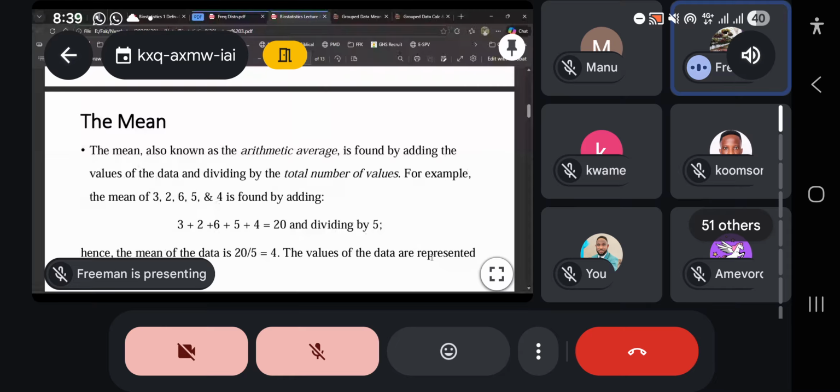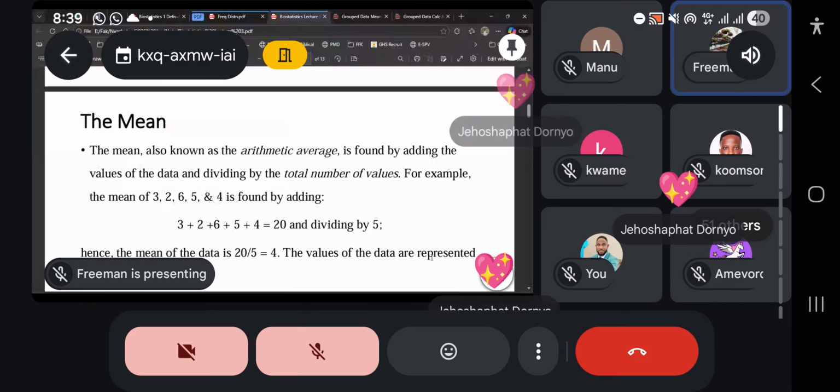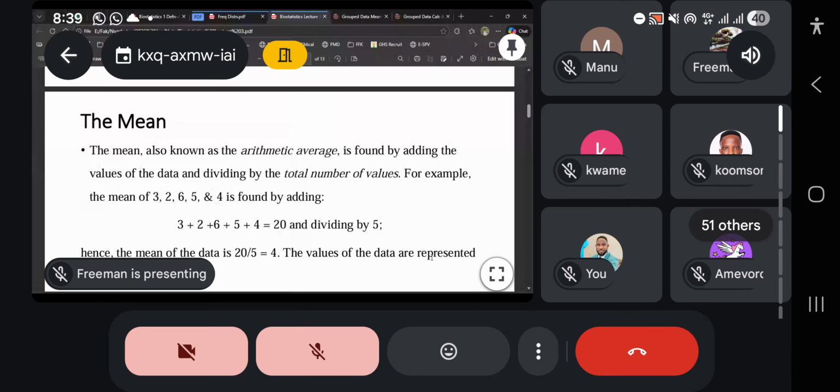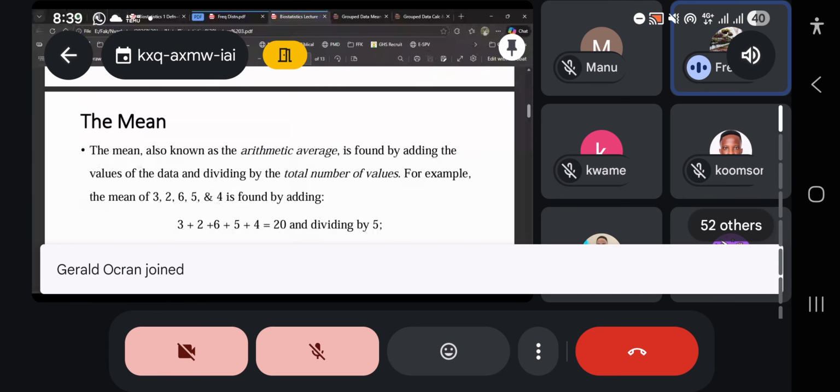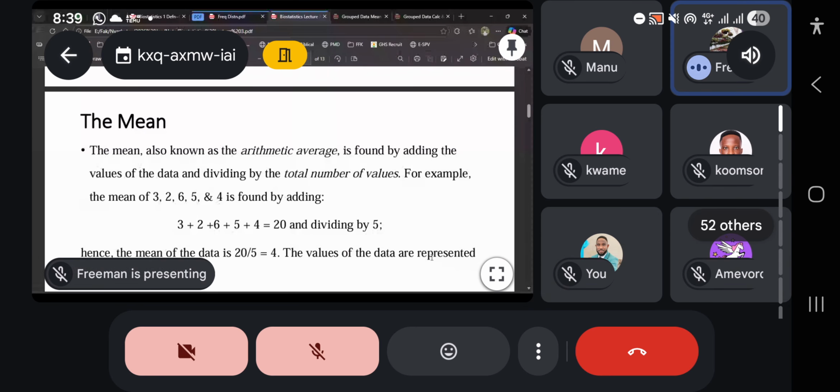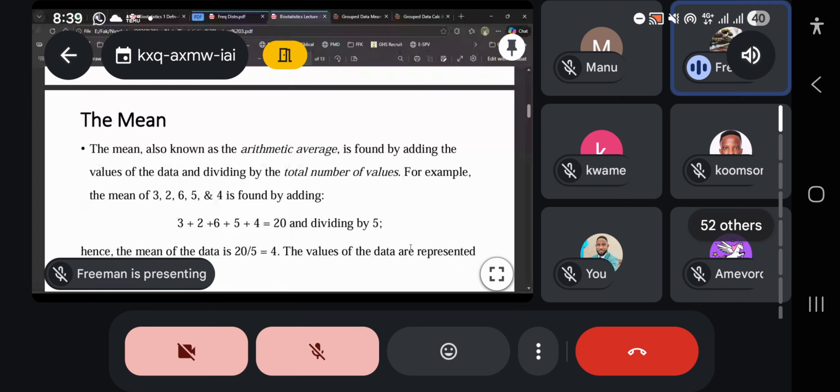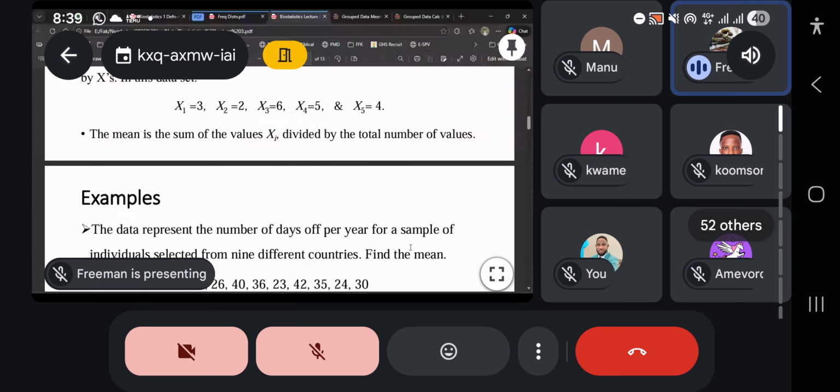Any other question? Average is just general; mean is specific. Okay, so that is that.